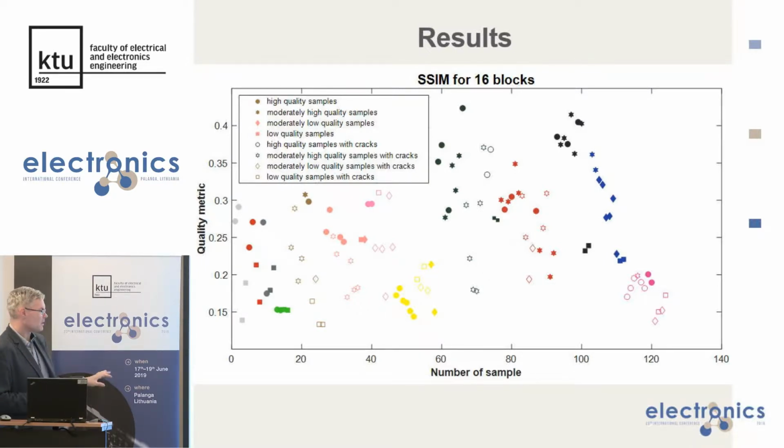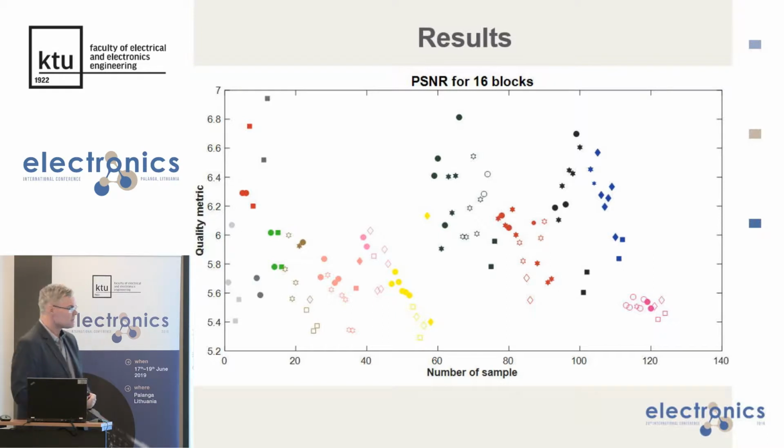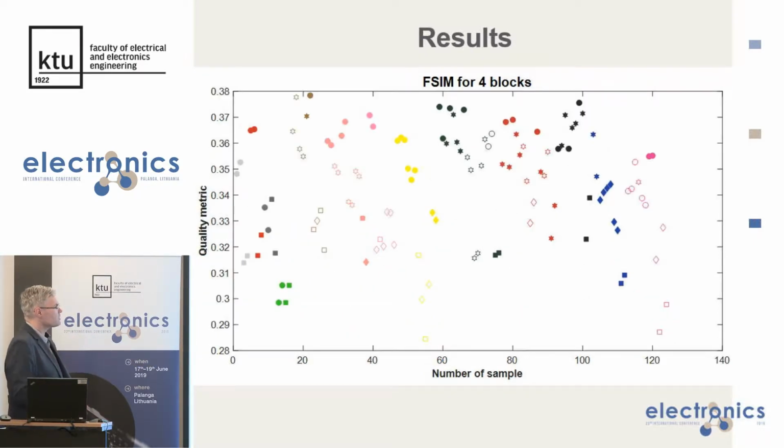So structural similarity is not good for this. PSNR, peak signal to noise ratio, is also not good because they are somehow mixed. How to assess even maybe the pink samples? They are mixed. If we use feature similarity for only 4 blocks, we have more or less the same problem, but okay, it is better. It is easier to separate.